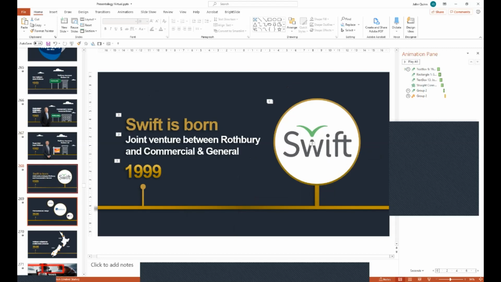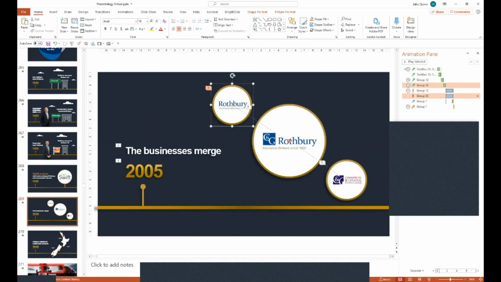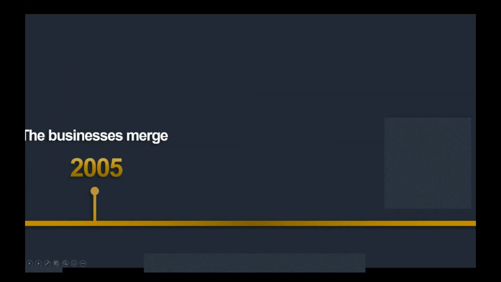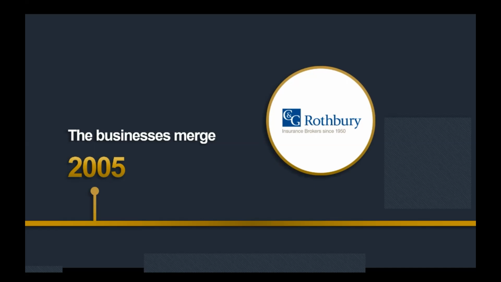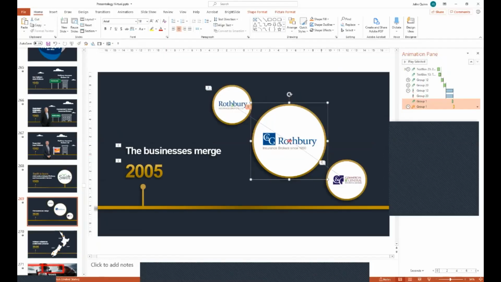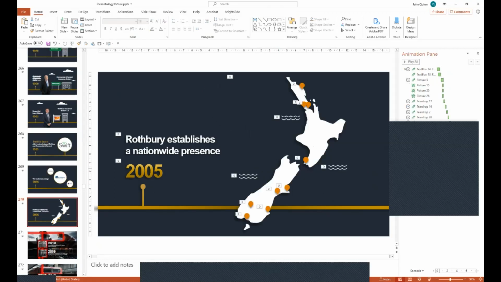So it's just a case of moving it. For example, here we talked a little bit before about the motion path. These two circles are going to move in towards the center because Rothbury and Commercial General join together. When these two circles move together, they're then going to disappear, and this big circle is going to appear. So when you see this animation come in, the two circles move in, they disappear, and the other one appears on top of it and zooms in from the top. So it's again using just straightforward animations, but moving things in a slightly different way.